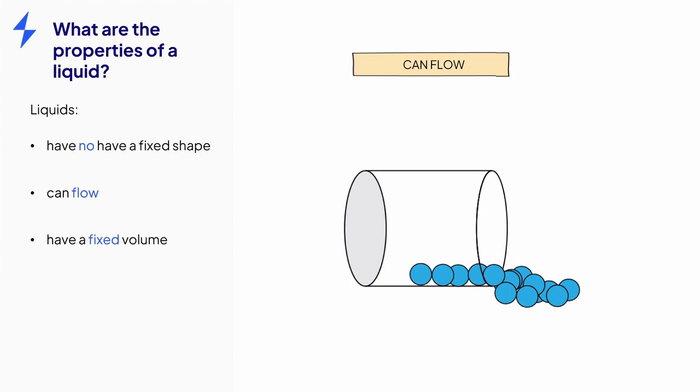Some students find them having a fixed volume but not a fixed shape confusing. So imagine you have 1 litre of water. You cannot change the volume of the water to suddenly become 2 litres, but you can pour the water to fit the shape of different containers. Liquids have also got a lower density than solids.